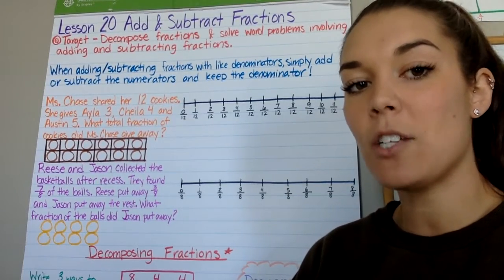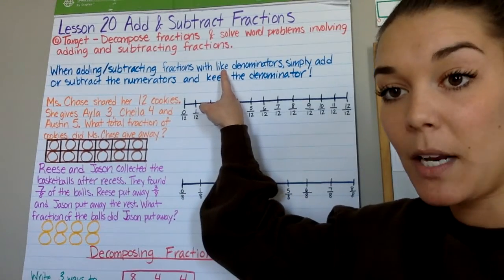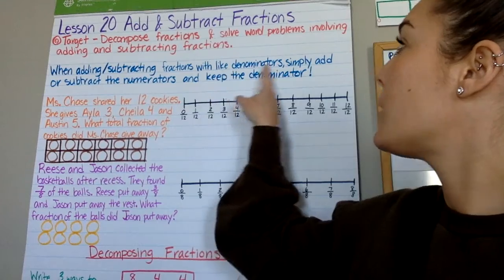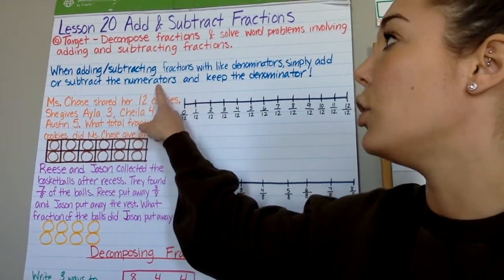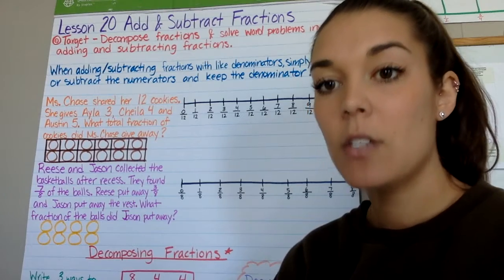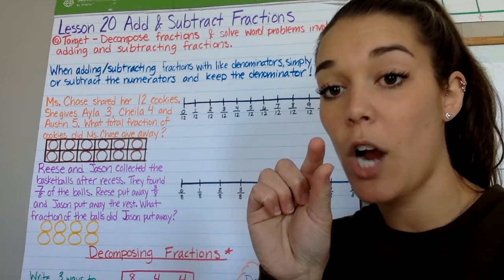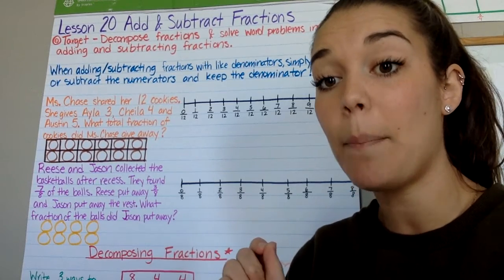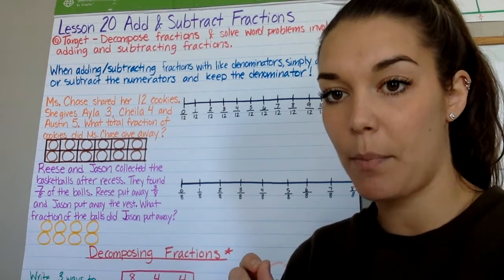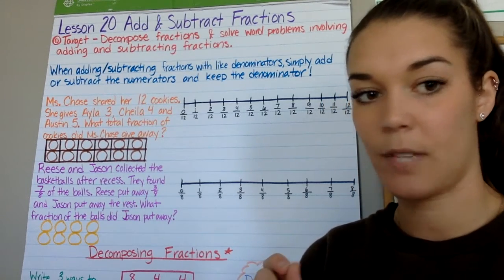So I want to remind you that when you add or subtract fractions with like denominators, when you say like denominators, it means the same. You can simply add or subtract the numerators and keep the denominators, right? So when the denominators are the same, you can just go ahead and add or subtract the numerators, which are on the top, and you keep the denominator. Now I'm going to show you some examples. One is involving addition and one is involving subtraction, okay?